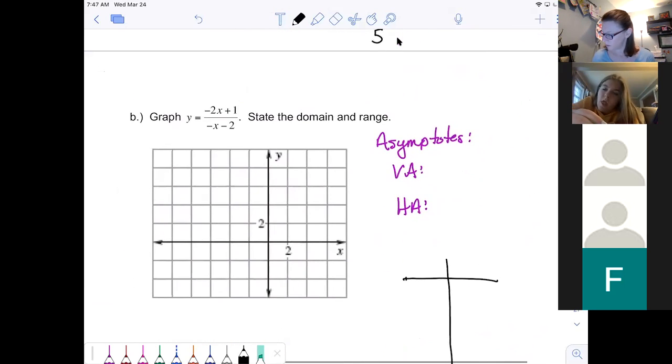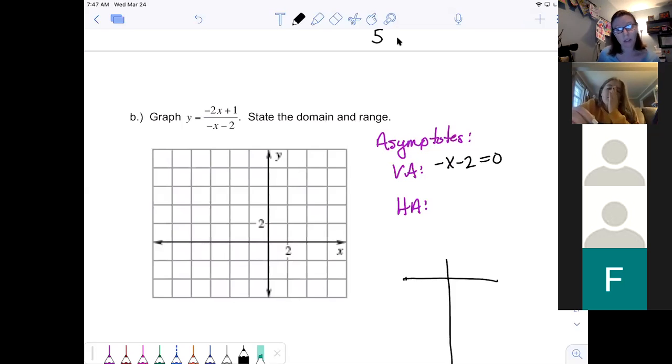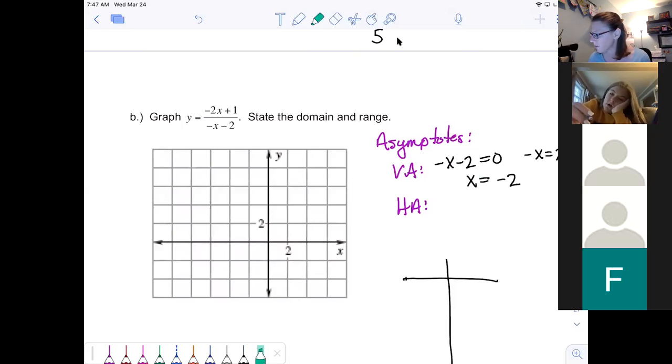Isn't it when the denominator is 0? Yeah, so that denominator says negative x minus 2 equals 0. So if you solve for x, Faith, what do you get? 2. You're so close. It's a negative x. Oh yeah, -2. Yeah, so it's going to be a -2. So there's my vertical asymptote at -2.